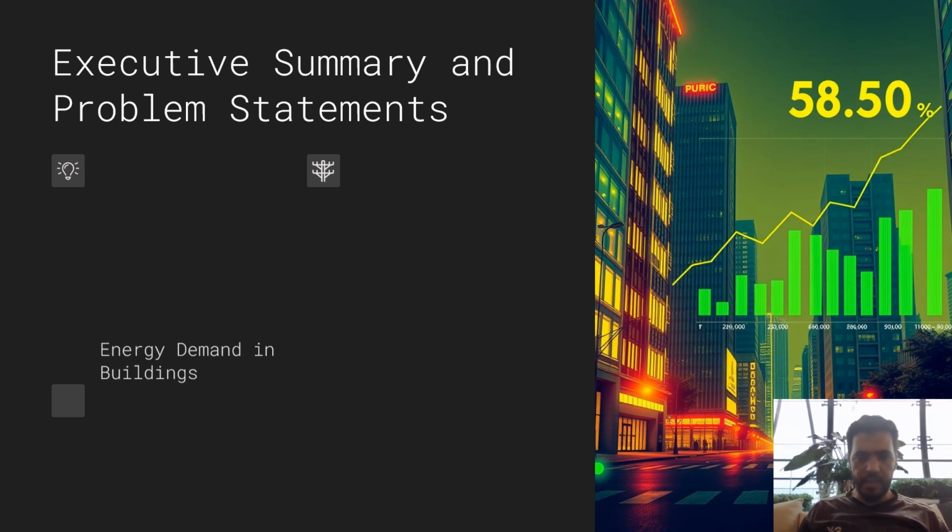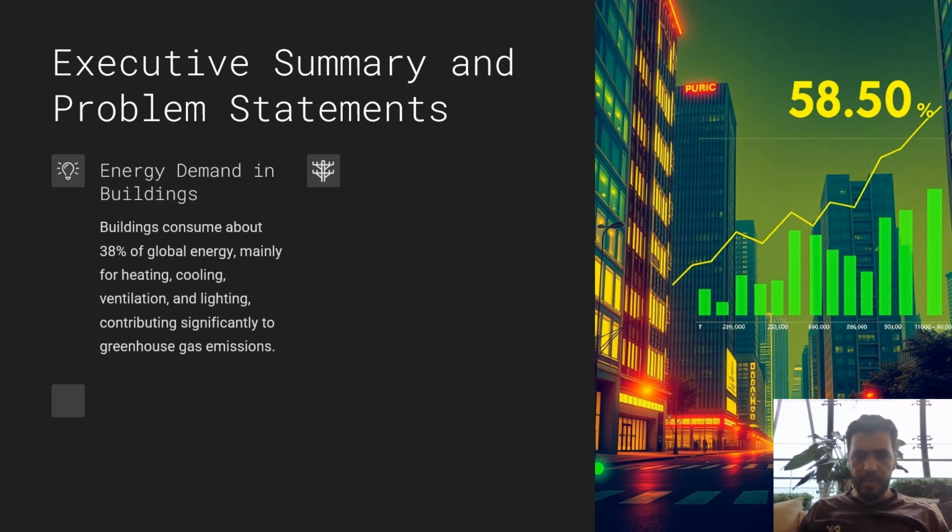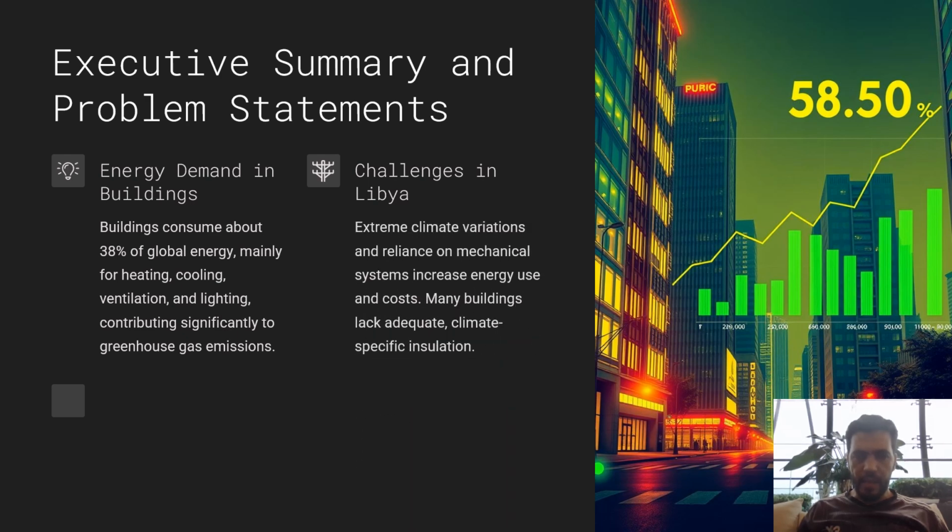Introduction and problem statement. Energy demand in buildings: buildings consume about 38% of global energy, mainly for heating, cooling, ventilation, and lighting. Climate in Libya: external climate variation and reliance on mechanical systems increase energy use and costs. Many buildings are not adapted with climate-specific insulation.